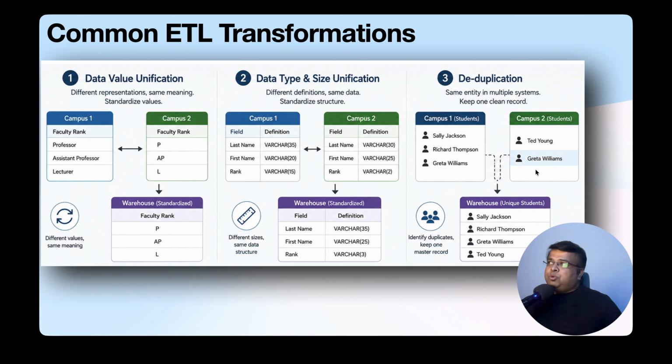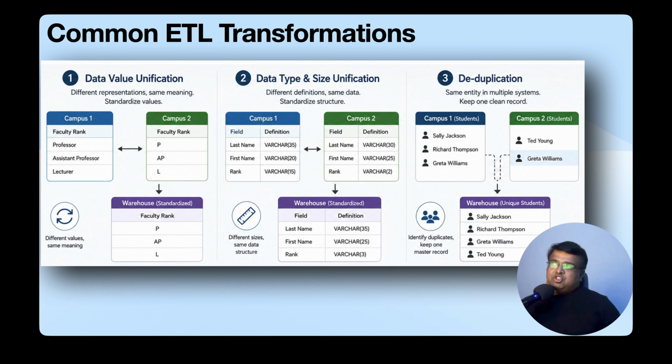Now, maybe Greta Williams is taking courses on both campuses, so she appeared in both operational systems. But inside the data warehouse, we don't want the duplicate student record, because that would completely distort reporting and analytics. Imagine counting total student enrollments and accidentally counting Greta twice.